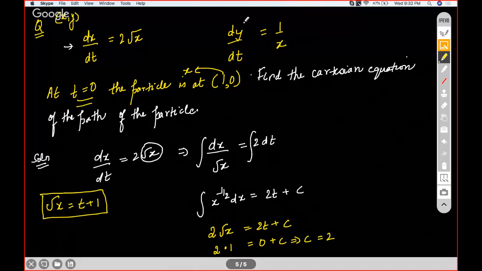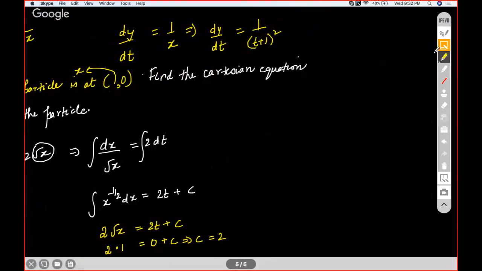Now there are three variables here: y, t, x. So how will I deal with this? It's very simple. Since we have already found x as t plus 1, I can write this term as dy by dt is 1 by t plus 1 the whole square, because from here I can say x is t plus 1 the whole square. Now I'll give it the same treatment which I gave to x. I will write this as dy by dt is equal to 1 by t plus 1 the whole square.